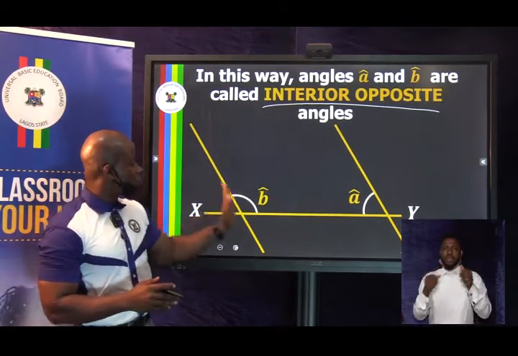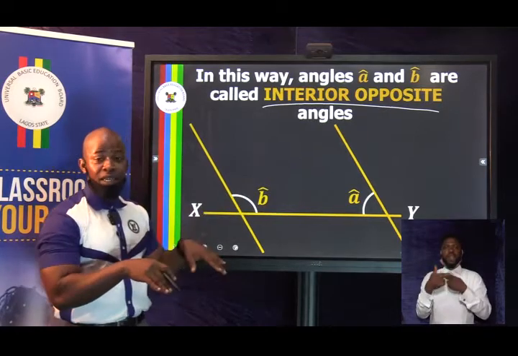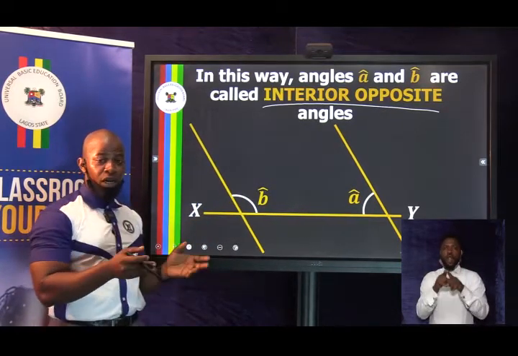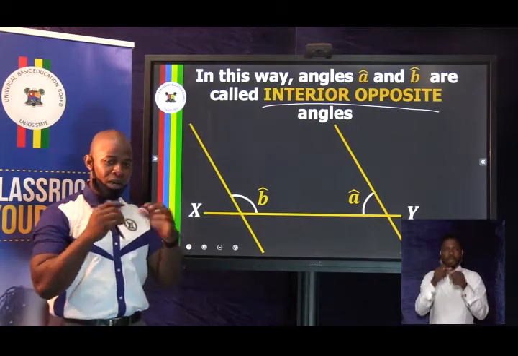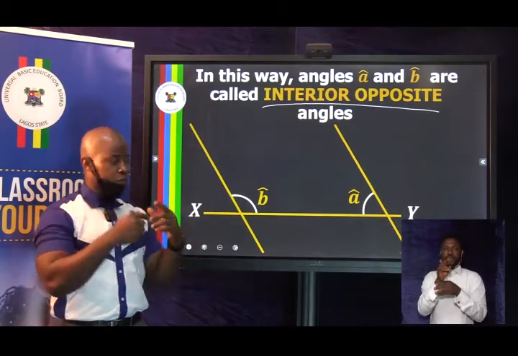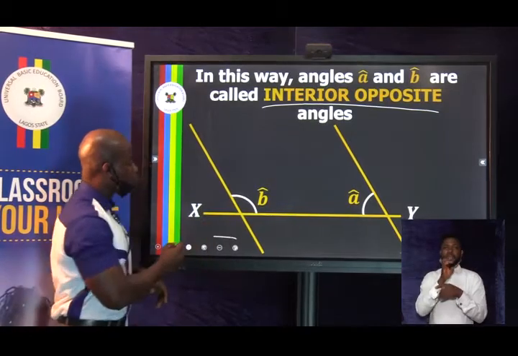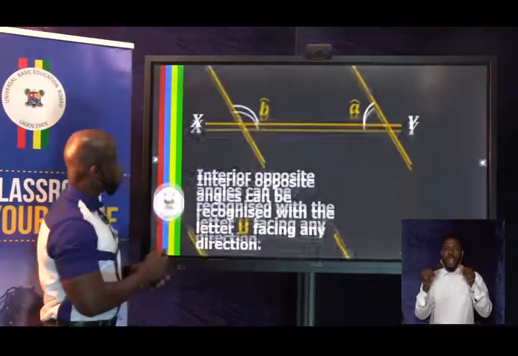It is quite easy to see why they are called interior opposite angles. First, they are inside what looks like a room. Both of them are inside and they are facing each other. So they are interior and they are also opposite. So when you remember inside, interior, then you remember the angles. Now, A and B are interior opposite angles.